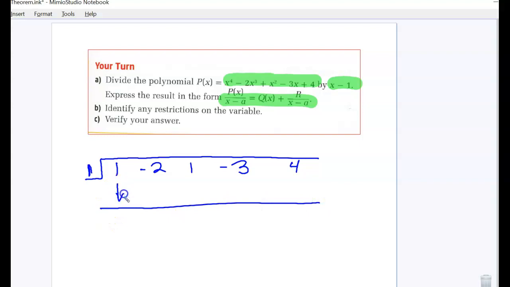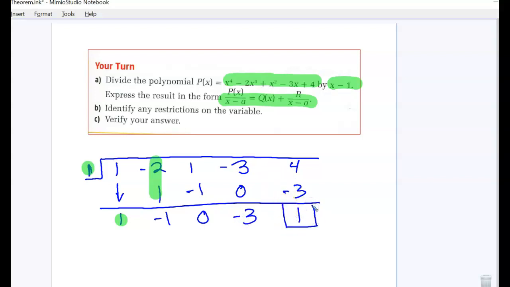This first guy drops straight down. And I'm going to multiply this by this. And 1 times 1 is going to be 1. If I add those up, I get negative 1. And 1 times negative 1 is going to be negative 1. If I add those up, I get 0. 1 times 0 is 0. If I add those up, I get negative 3. And 1 times negative 3 is negative 3. And if I add those up, I get 1.